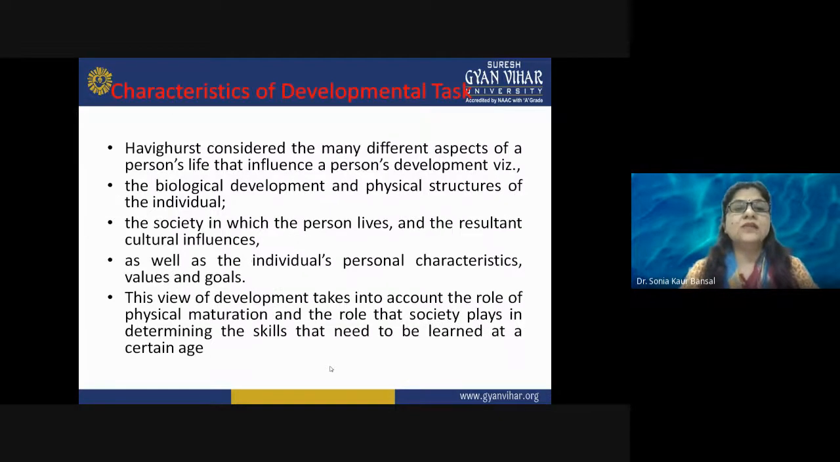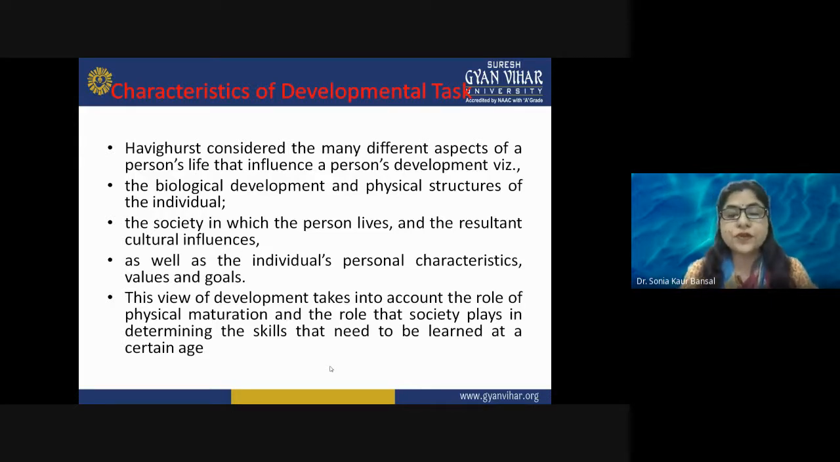Okay, students. So let's understand the characteristics of developmental tasks, how we are actually signifying them, and how we can say that a developmental task is something that is leading a person's life in a very happy, comfortable mode. Let us consider the many different aspects of a person's life that influence development: the biological development and physical structure, the society in which the person lives and the resultant cultural influences, as well as the individual's personal characteristics, values, and goals.